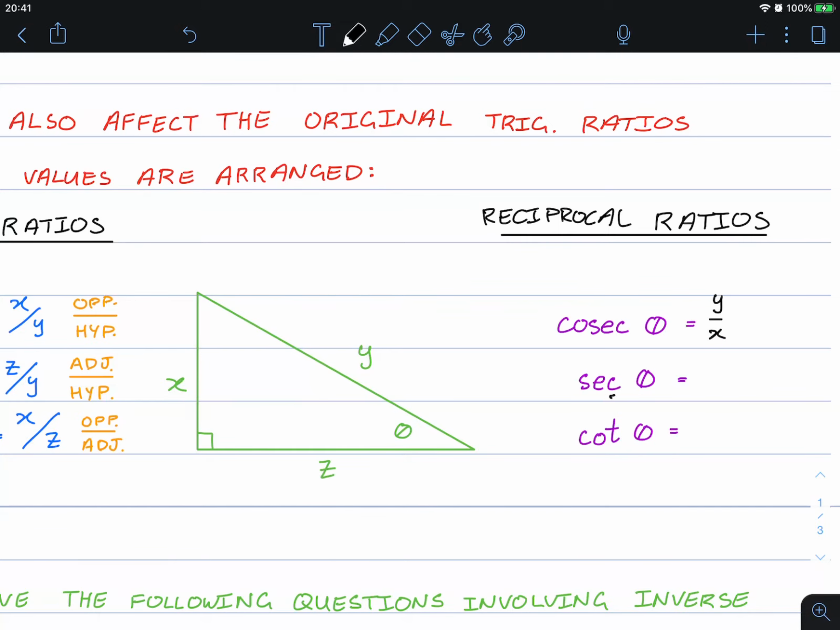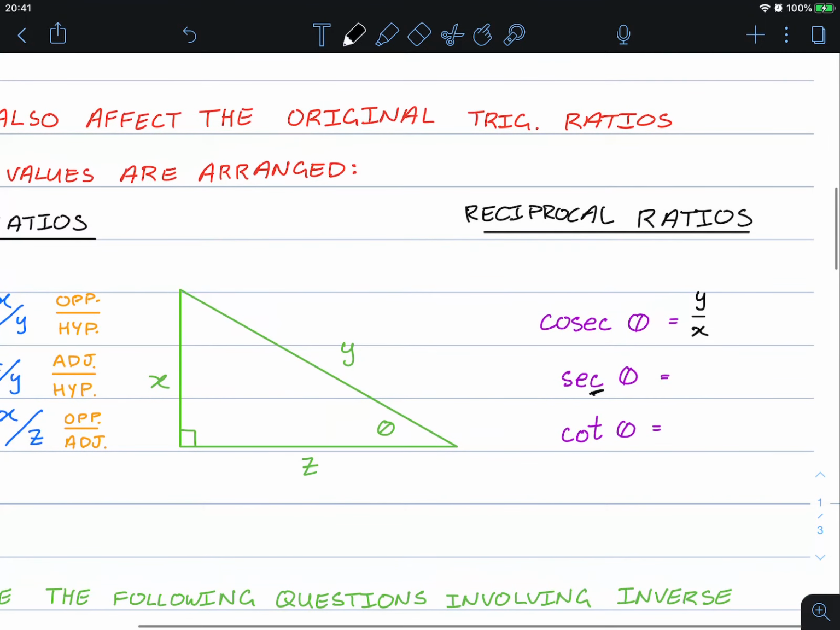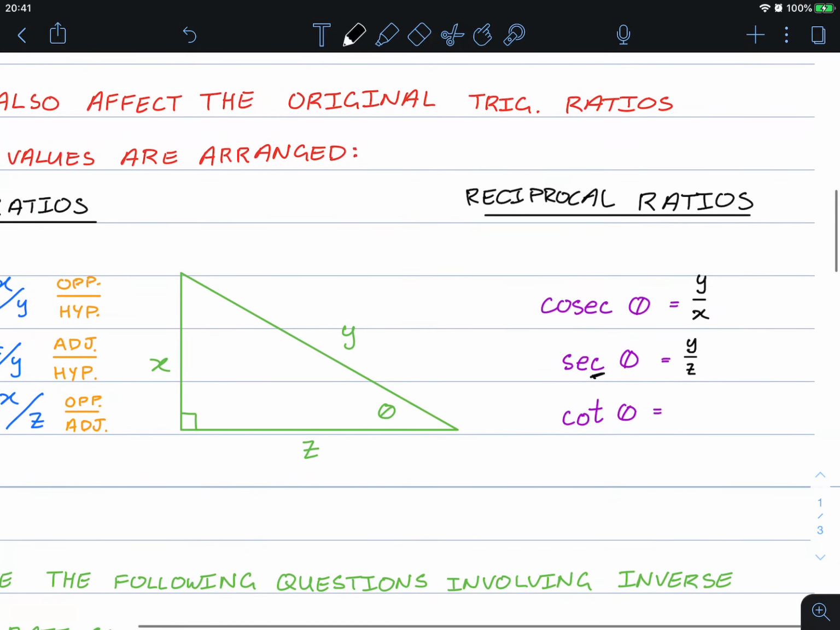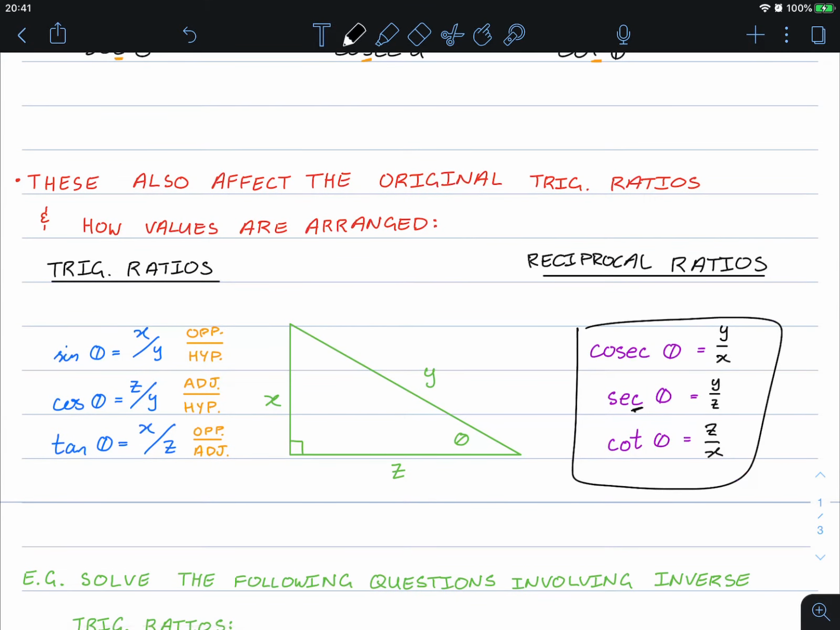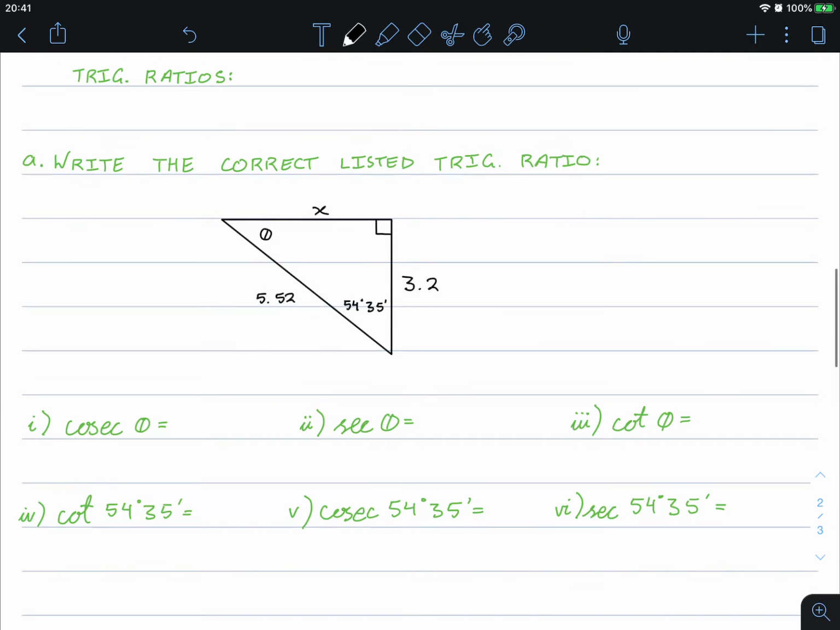Sec of theta, third letter C, relates to cosine. This is now going to be y over z. And cot of theta, because it's x over z, is now going to be z over x. Because we know this, we can now utilize the reciprocal ratios in questions and problems that we might face. So let's get straight to it.